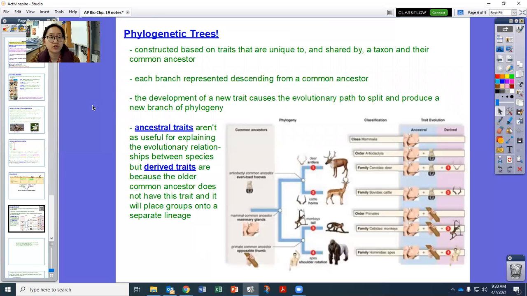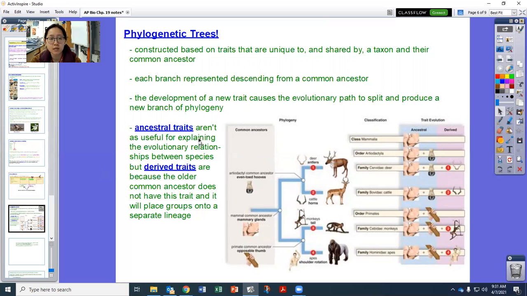So for phylogenetic trees, they're constructed based on traits that are unique to and shared by a taxon in their common ancestor. Each branch you see in the tree will represent descending from a common ancestor, or going through time as developing through evolution. The development of a new trait causes the evolutionary path to split and produce a new branch of phylogeny. And so that's basically like speciation.